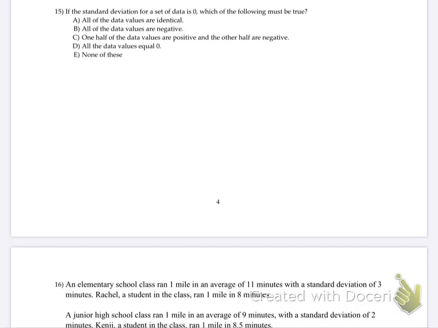Number 15. If the standard deviation for a set of data is 0, which of the following must be true? So this is kind of a gut check. This is a check on your feel of standard deviation. In other words, there's nothing to calculate. There's nothing to put into our calculator, nothing to add, subtract, multiply, or divide. It's just, do you feel standard deviation? If you feel standard deviation, this question is child's play. If you don't, this question is hard.